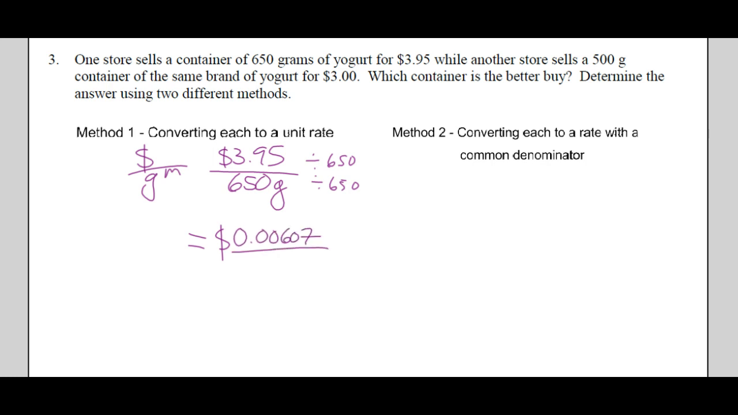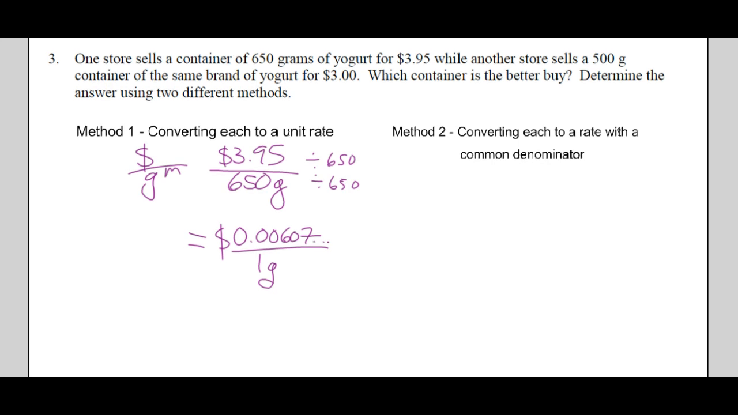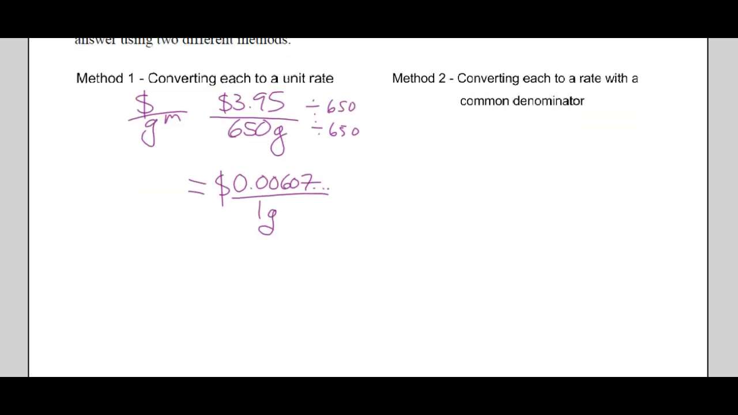0.00607. Okay, so 0.00607, right? And then there's more. We could put... And we want the other price, right, which was $3 for 500 grams. Okay, so $3 for 500 grams. So what do we do to get that to a unit rate? Divide both by 500. Yeah, divide both by 500, right? Okay, so what does that give us?